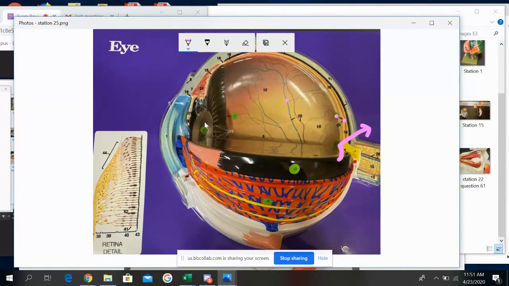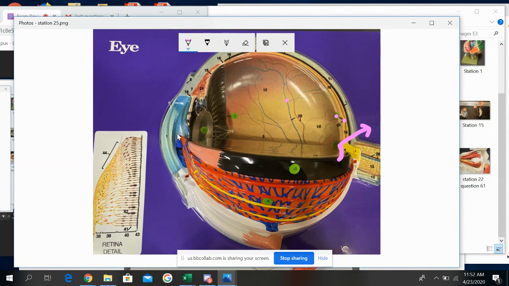And our anterior cavity is composed of the anterior chamber and posterior chamber. So there are two chambers within our anterior cavity, and there's only one chamber within our posterior cavity, which is this giant thing right here. Aqueous humor, vitreous humor, jelly, watery.